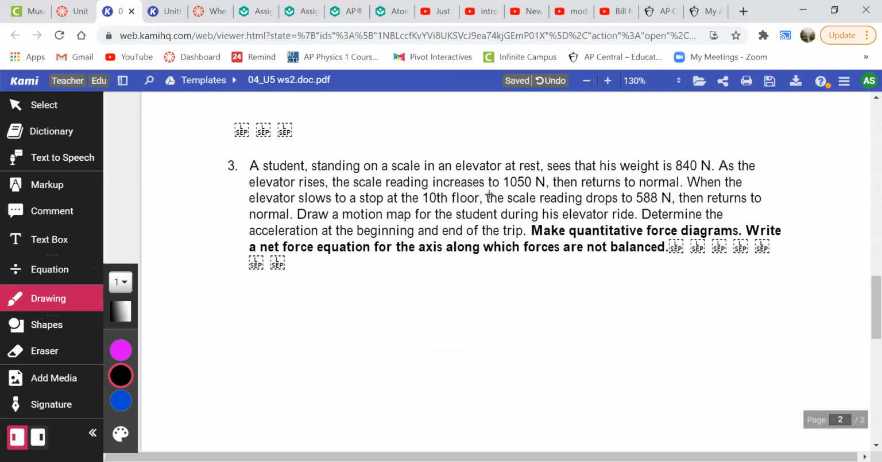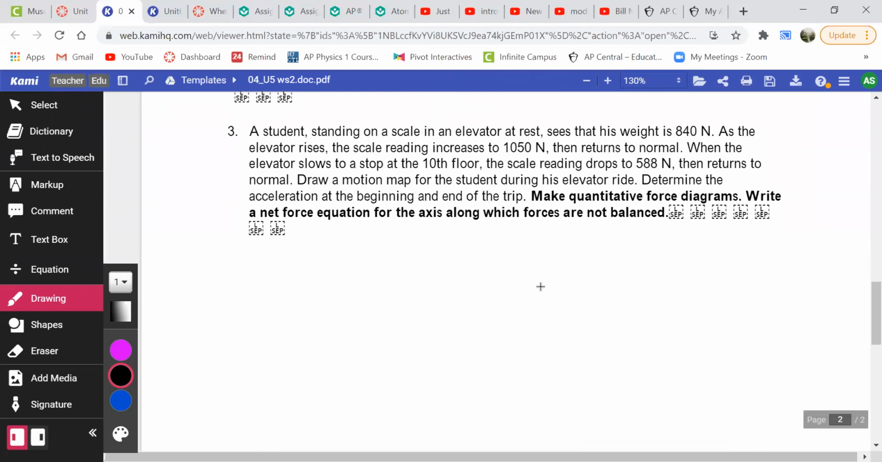All righty. Now we move on to number 3. And number 3 is a very similar problem. It deals with inertia. So, we're going to see 3 scenarios, and technically we're going to do math for 2. So standing on the scale at rest, this is just regular force of gravity. The weight is 840 newtons.